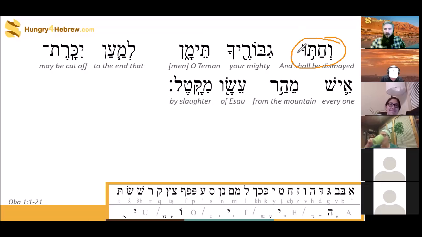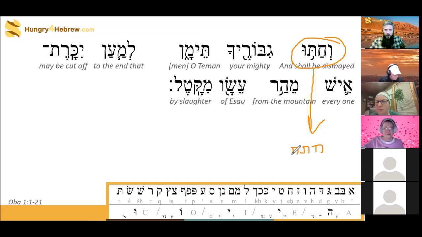Okay. V'chatu. What can we do with this verb? Help me parse it out. Help me describe it with grammatical terms. Chatat. Would it be a Vekatal? Definite root? Right, Vekatal.